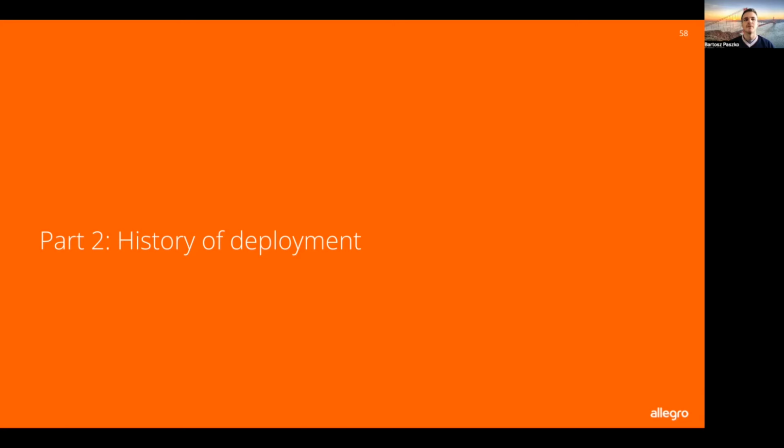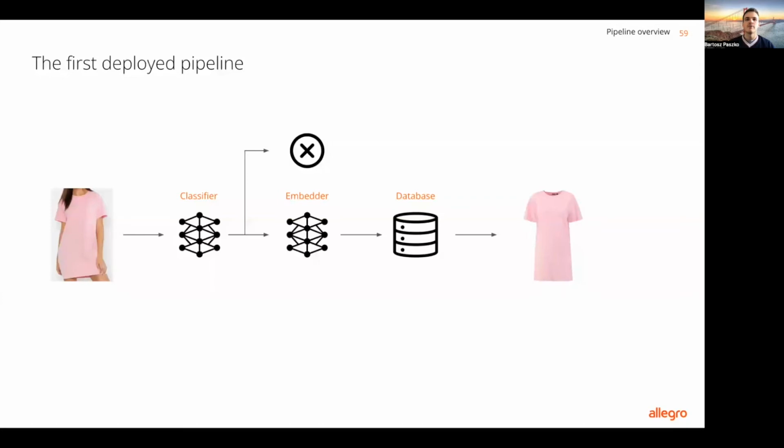Hello, everyone. In this part, I would like to talk about how we expanded visual search to work on over 50% of Allegro's offers. We'll start with a quick description of our first deployment, which supported only fashion items. As you can see, it can be simplified to two models and a database for retrieving results.